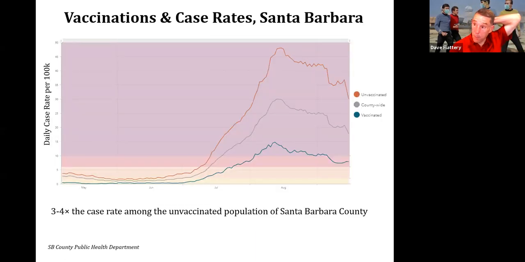This is the way it looks in Santa Barbara. New case rates per 100,000 for unvaccinated in red. This is the same graph I showed last month, just extended in time. The blue is vaccinated and the gray is overall. So it's about 3 to 4 times the case rate among the unvaccinated population. So just reinforcing the point I just made, even though all these are breakthrough infections down here, it's only about a quarter of the number that are happening in the unvaccinated population.